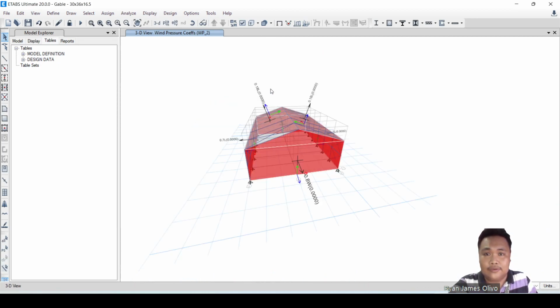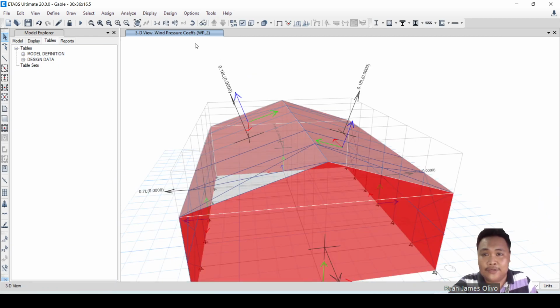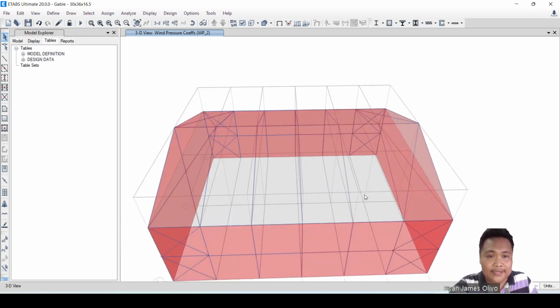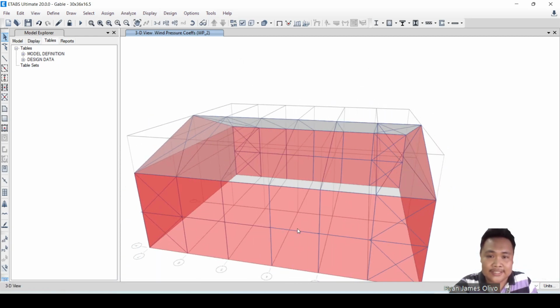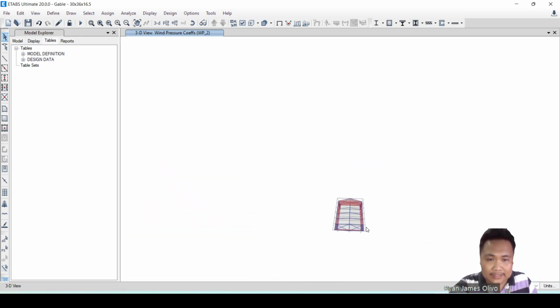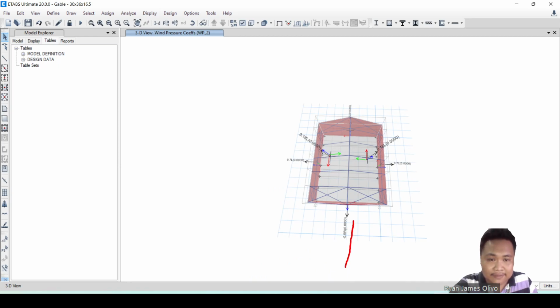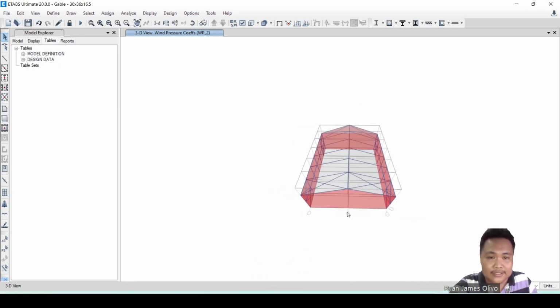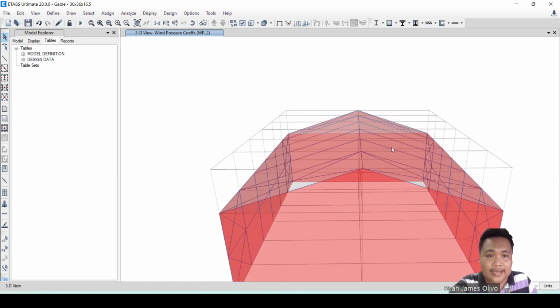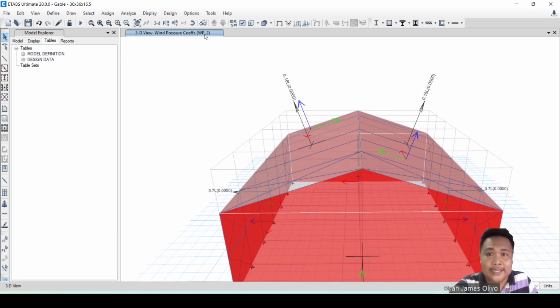So close. Okay, now let's check. So for WP2, let's check. So our sidewalls is negative 0.7, negative 0.7. Our leeward wall is 0.46 leeward. Our windward wall, assuming that our wind is coming from here, parallel to the ridge, our windward wall is negative 0.8. Then our WP2 or the second scenario, second load pattern for wind parallel to ridge is 0.18, 0.18.